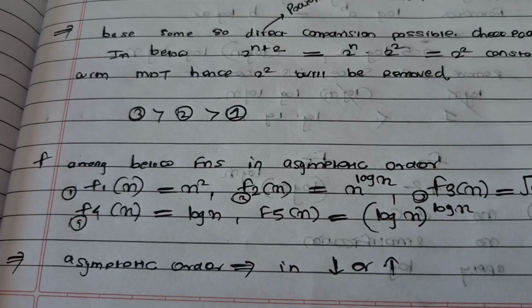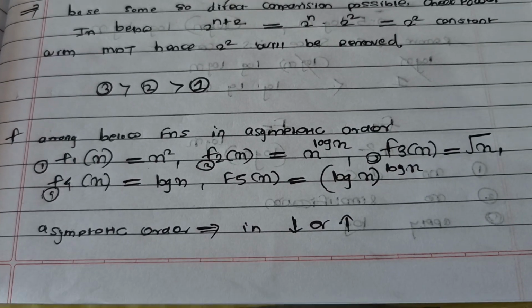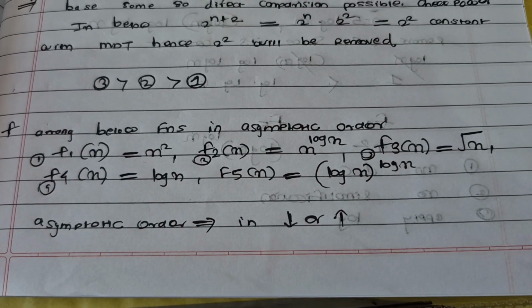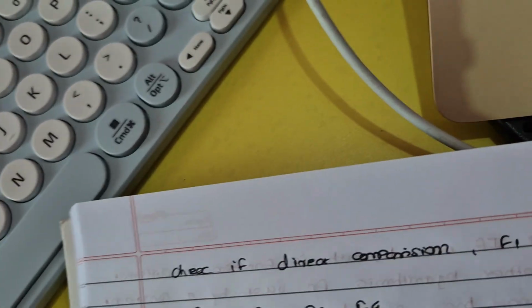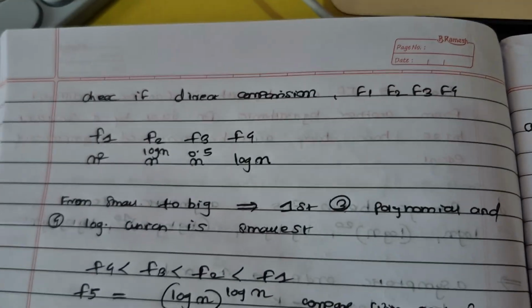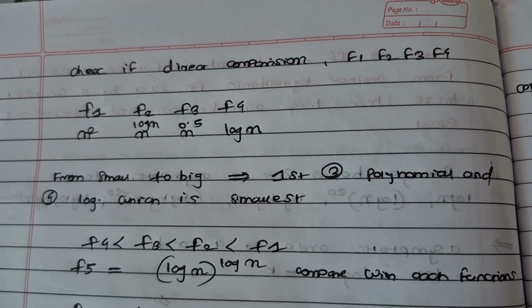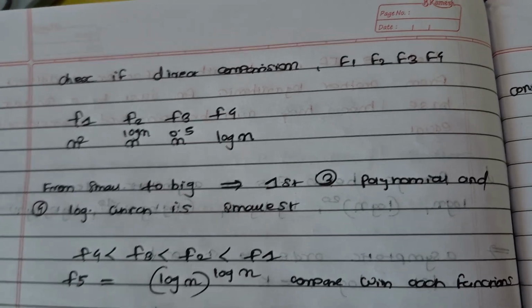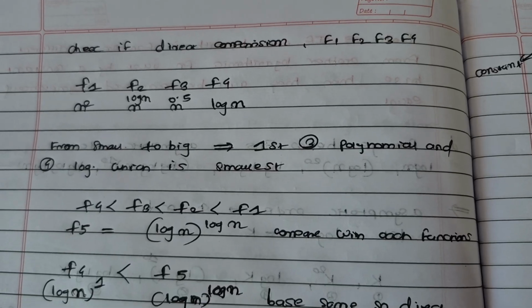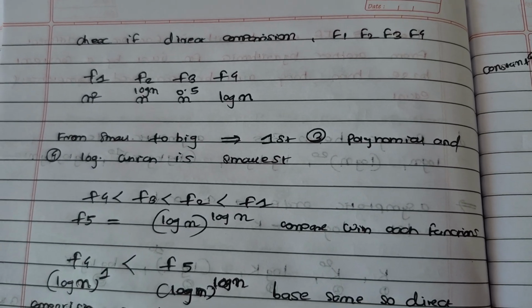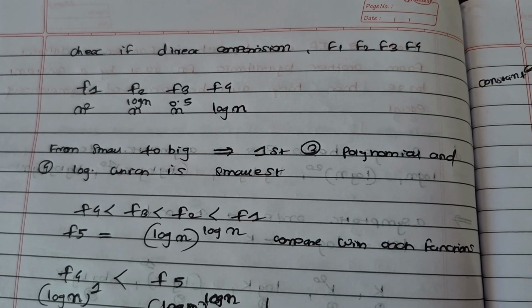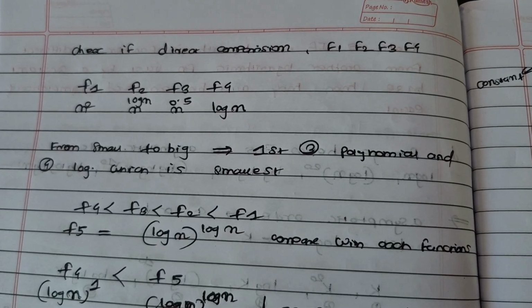So again here asymptotic order, either increasing or decreasing. All are given like n square, n to the power log n, root n, log n to the power log n. Let's see. Need to check if we can do the direct comparison. Increasing means starting from the smaller value and going to big: polynomial, and log which is smallest. First 3 are polynomial, you can see n to the power something is there. So first 3 are polynomial, last is logarithmic. Log is the smallest of every one.